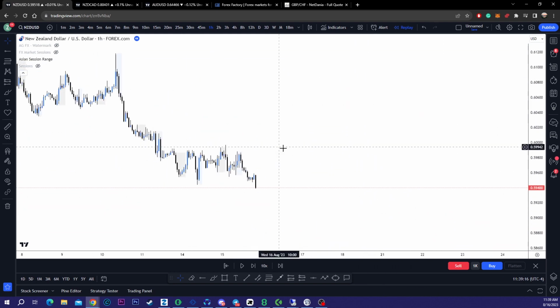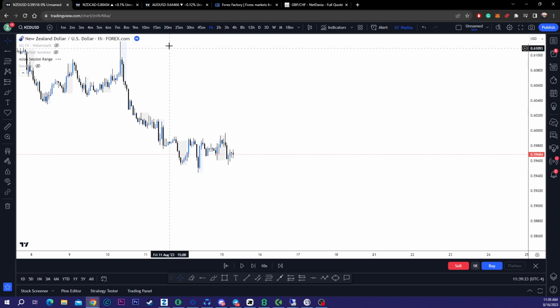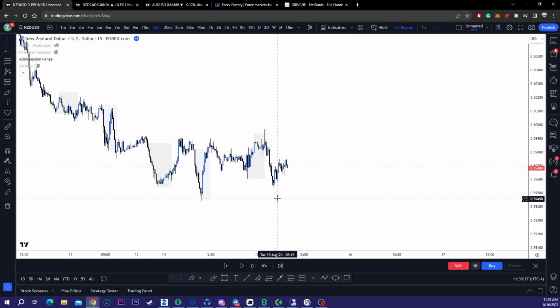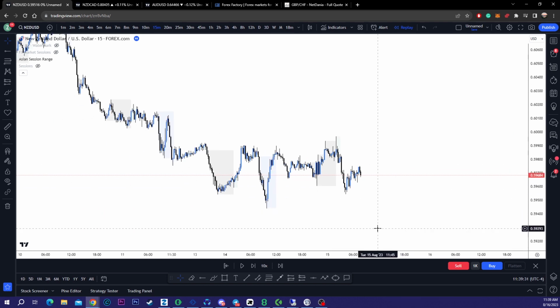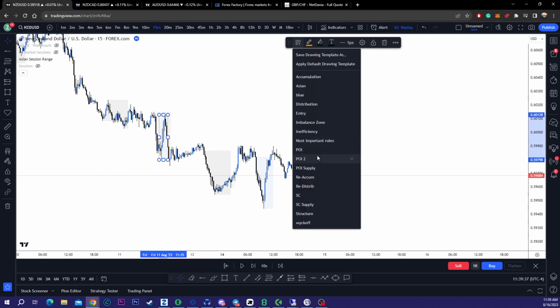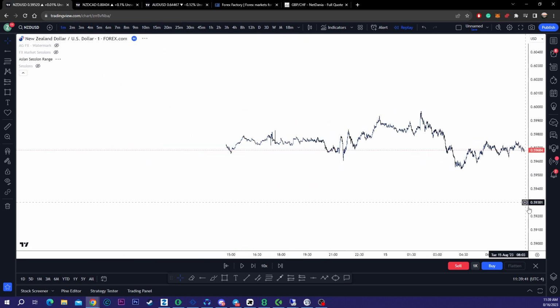So in replay mode, we're going to go back to right here. This is where we're going to go back to, and we're just going to break this down a little bit more. And I'm going to show you guys the point of interest and everything we were looking at inside of this. Okay, so starting off with our point of interest and why we were looking for shorts in the first place, we have right here, this is our point of interest. Why is that our point of interest?